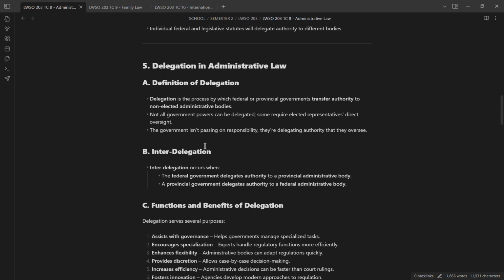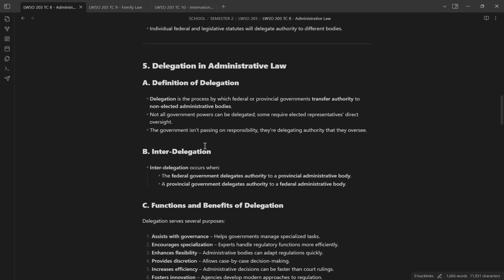What is interdelegation, right? Interdelegation is when a federal government delegates authority to a provincial administrative body, like we just talked about. But additionally, we can see a provincial government delegating authority to federal administrative bodies. So we see the federal bodies delegating authority to provincial bodies, and the provincial bodies delegating authority to federal bodies. But it's important to remember, again, this isn't just body to body, it's government body to administrative body.